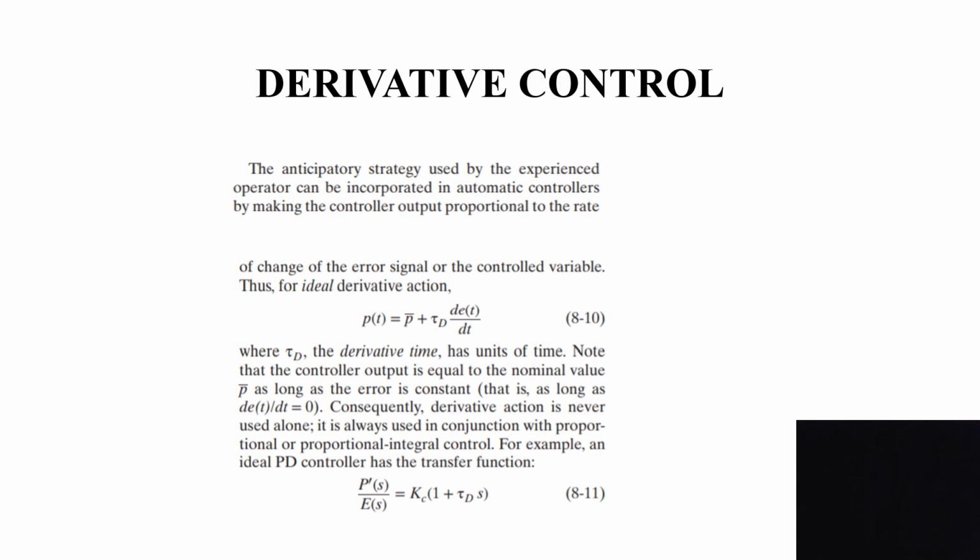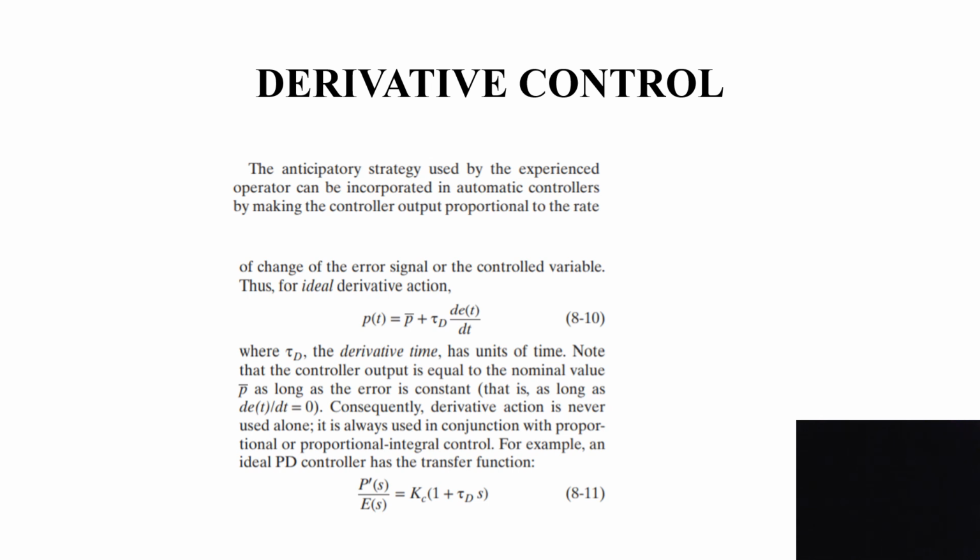A derivative control is proportional to the derivative of the error signal, d by dt of e of t, and that proportionality is replaced by a constant tau d, where tau d is the derivative time. The control output is equal to the nominal value. The derivative control cannot be used alone, hence it is combined with the proportional control. So you will have kc into 1 plus tau d into s. This is called proportional plus derivative control.